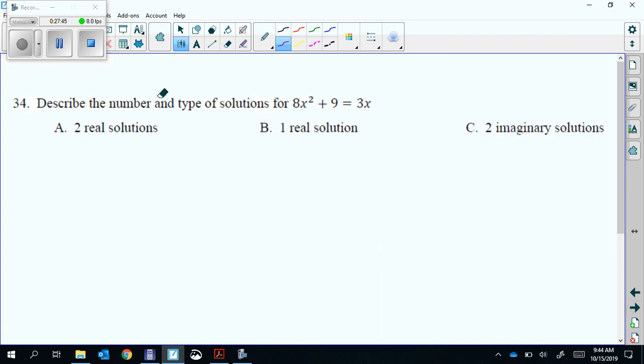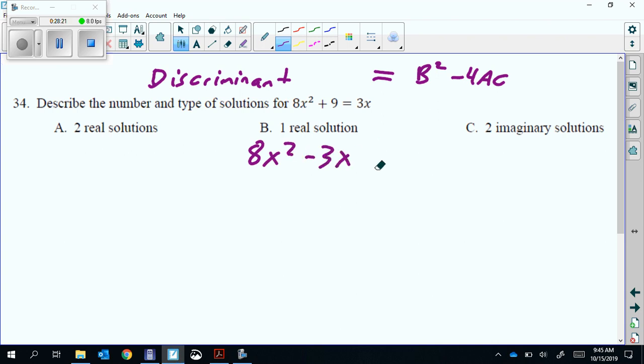Describe the number and type of solutions. That is answered by the discriminant. The discriminant is from the quadratic formula, the part that's inside the square root: b squared minus 4ac. So in this case, we have to rewrite this real quick as 8x squared minus 3x plus 9 equals 0, so that we know a, b, and c.